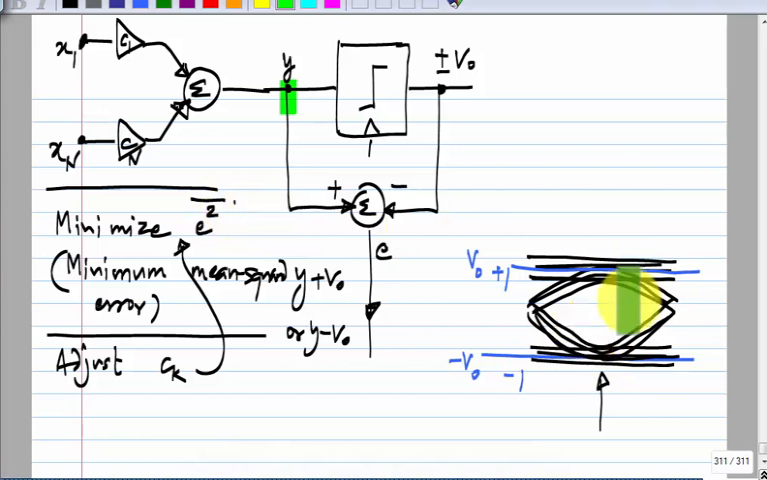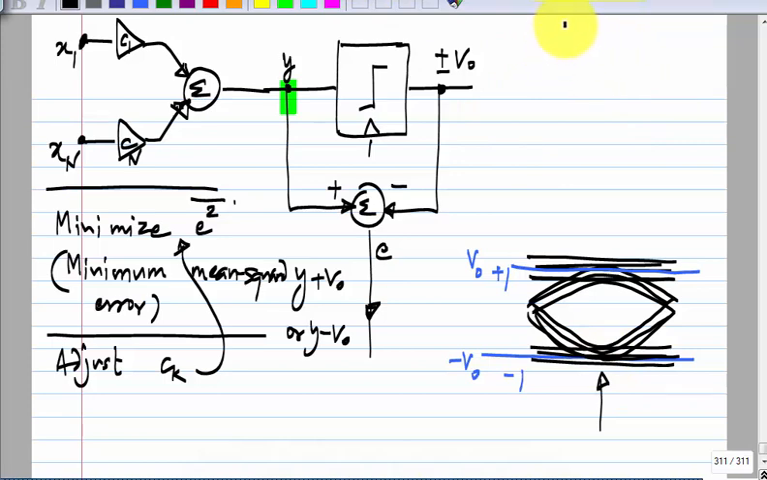If the error is 0, what does it mean? Yeah, so y itself is either plus v naught or minus v naught. Okay, so that's the best thing. I mean, the eye is like completely open. There is no spread at all. Okay, so what is the spread after all?